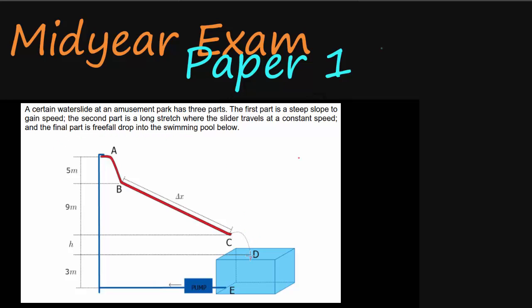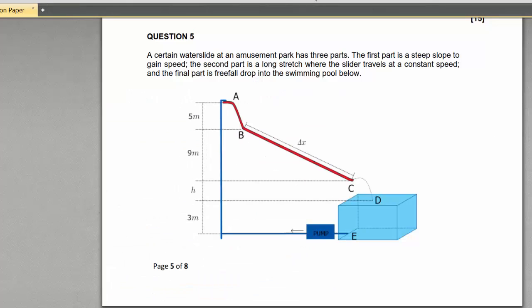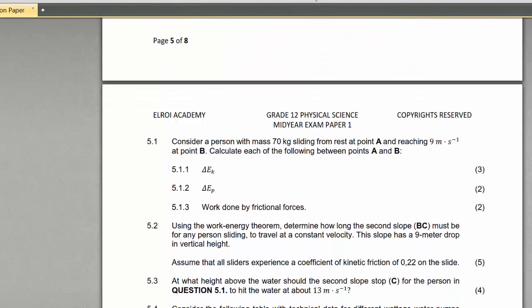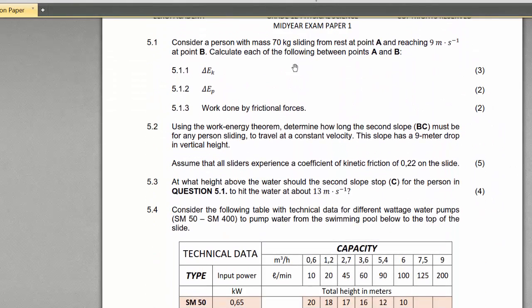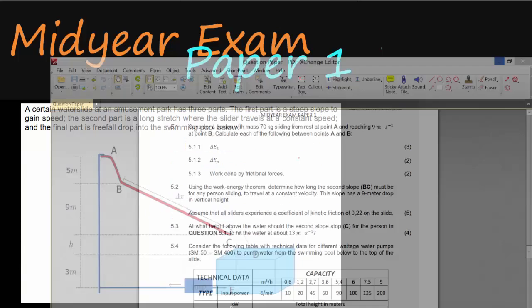So okay, and we start off with the questions. Here's the question paper. Consider a person with mass 70 kilograms sliding from rest at point A and reaching 9 meters per second at point B. Calculate each of the following between points A and B. The change in kinetic energy.